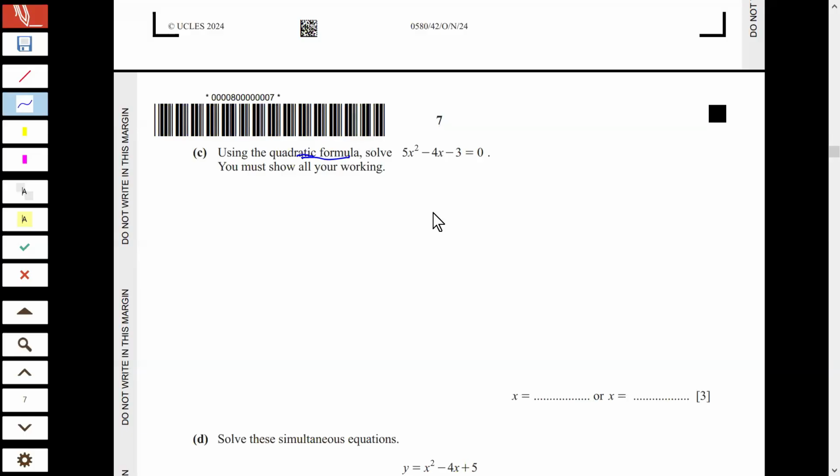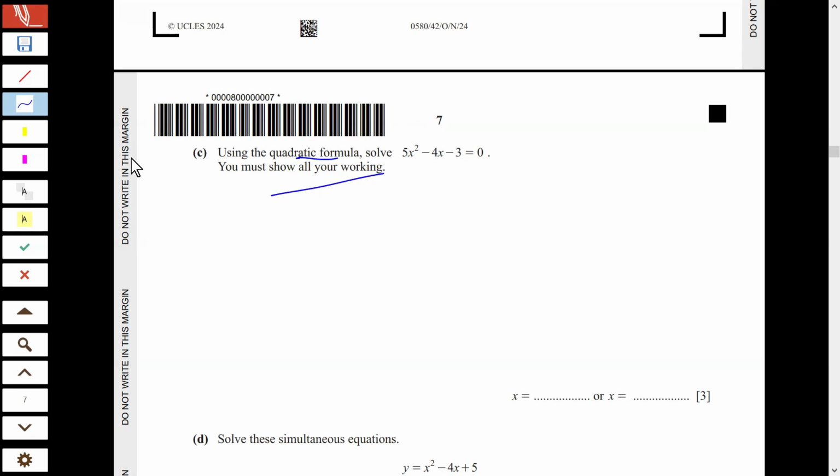Okay, question C. Use the quadratic formula to solve 5x squared minus 4x minus 3 equal to 0. You must show all your workings. Now here it's clearly stated to use the quadratic formula in solving this problem.